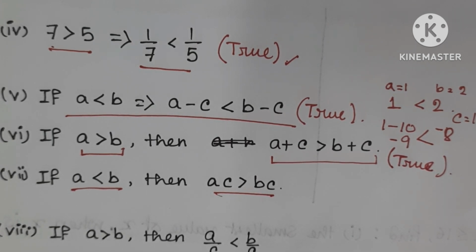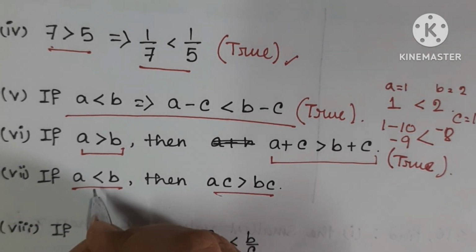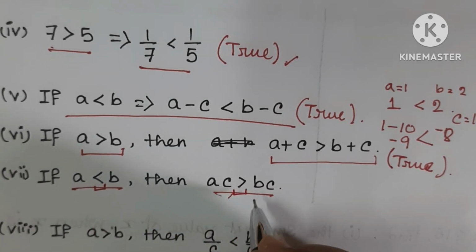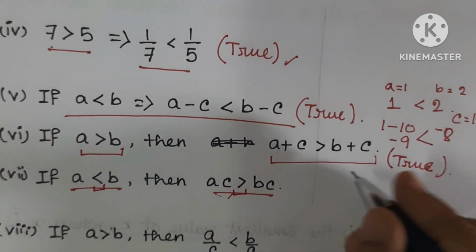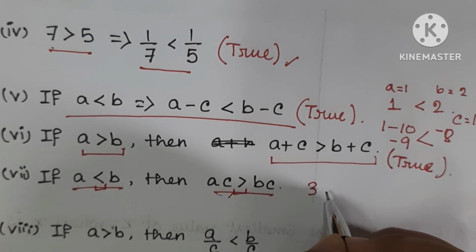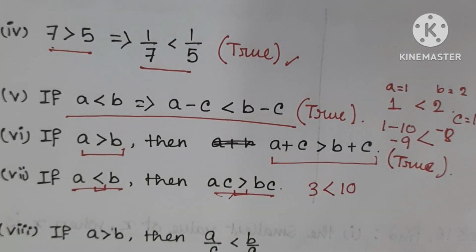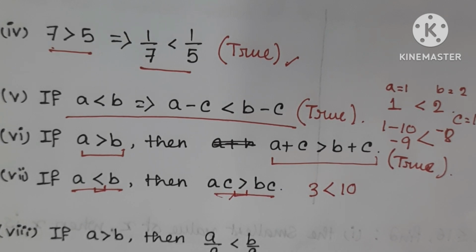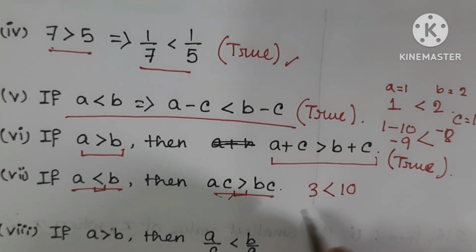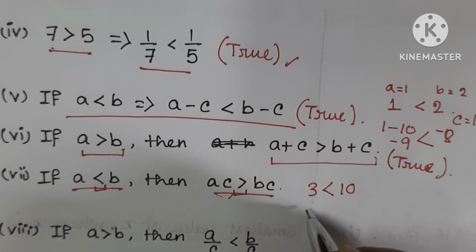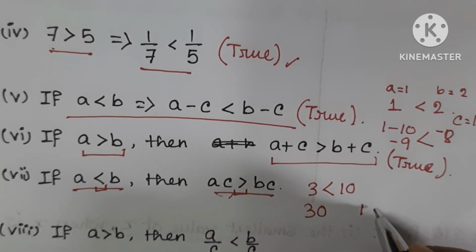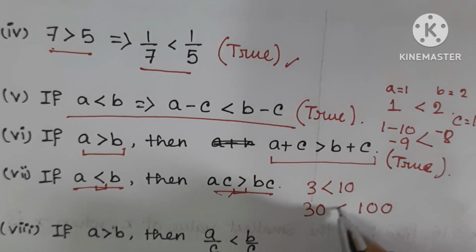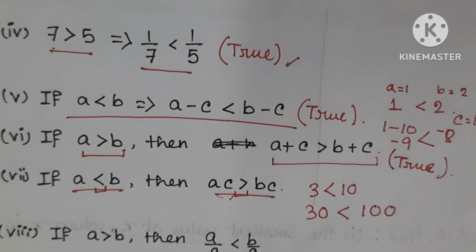If both terms are multiplied by the same number C, the sign of inequation changes? Take two numbers like 3 is less than 10. Now if you multiply both sides by 10, you will get 30 and 100. 30 is less than 100.